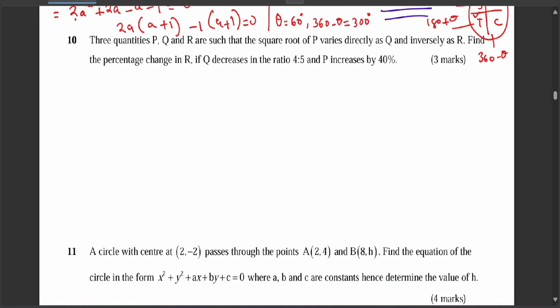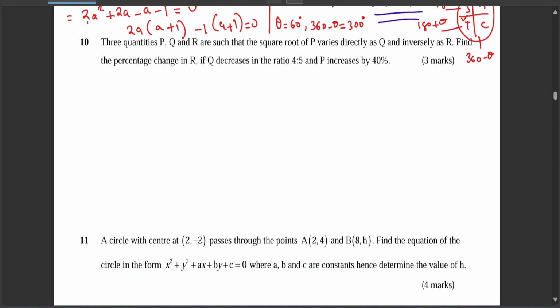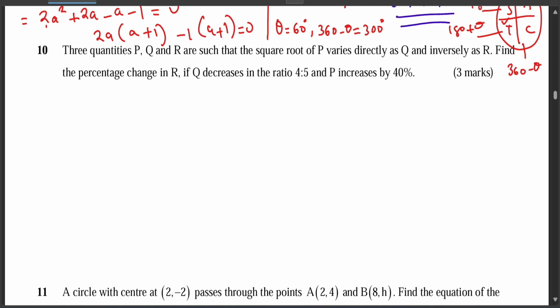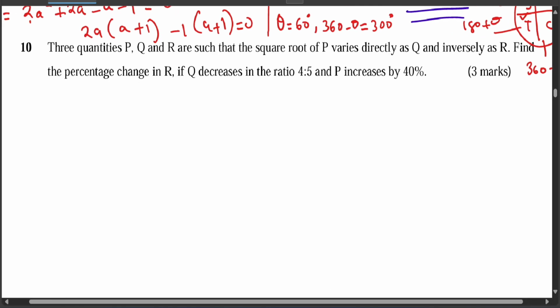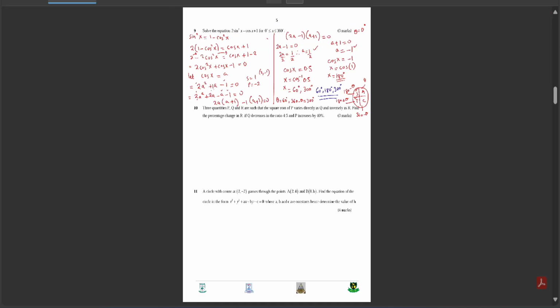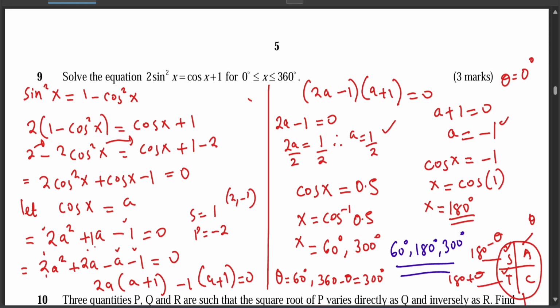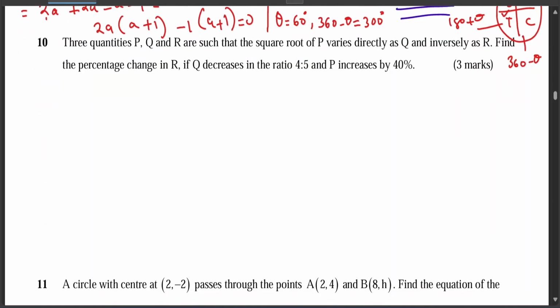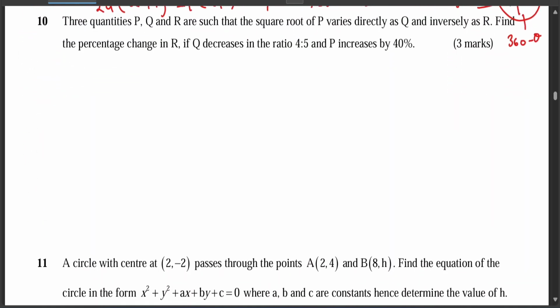Question 10, sorry for that. Now question 10, what does question 10 say? When we have 3 quantities P, Q, and R such that the square root of P varies directly as Q and inversely as R. Find the percentage change in R if Q decreases in the ratio 4:5 and P increases by 40%. Okay.